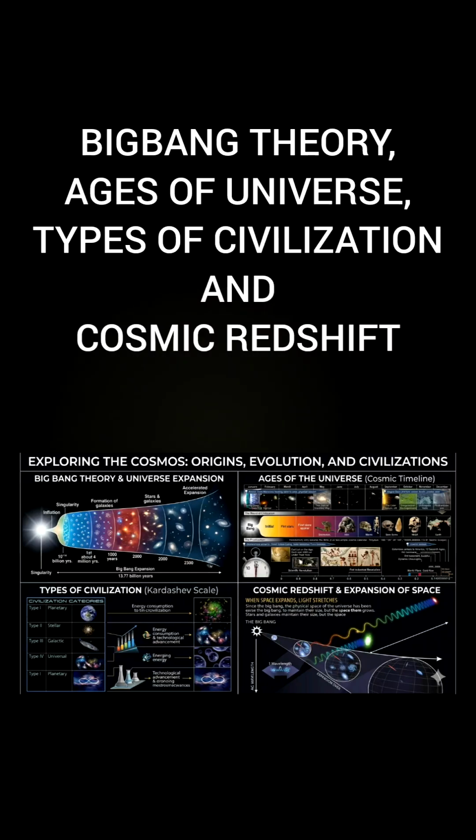Theoretical extensions. Type 4 and beyond. While Kardashev stopped at Type 3, modern theorists have speculated on even higher tiers of existence. Type 4. Universal civilization. This civilization can harness the energy of the entire universe.